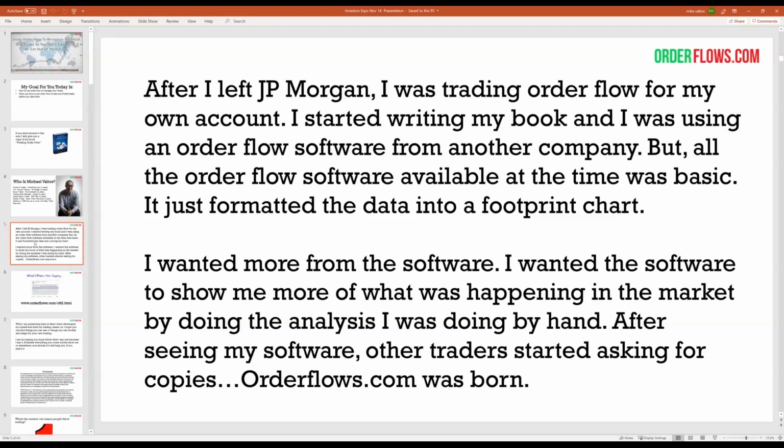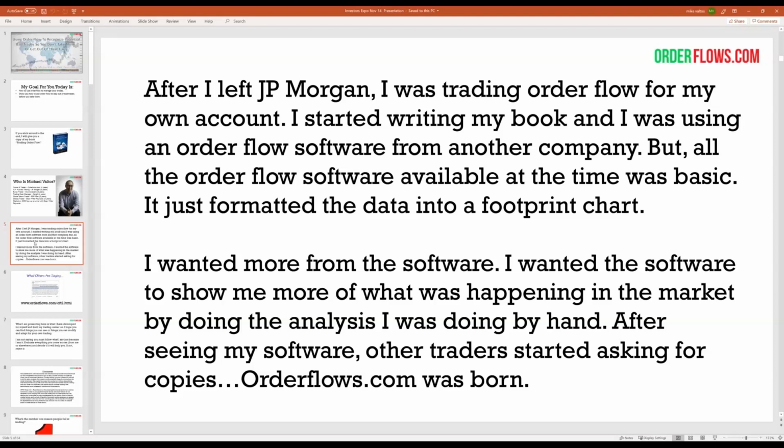And so I wanted order flow software that's going to help me do the analysis I was already doing in my head and by hand. It took about 6 months to really get what I wanted done. I had a nice programmer who understood order flow.